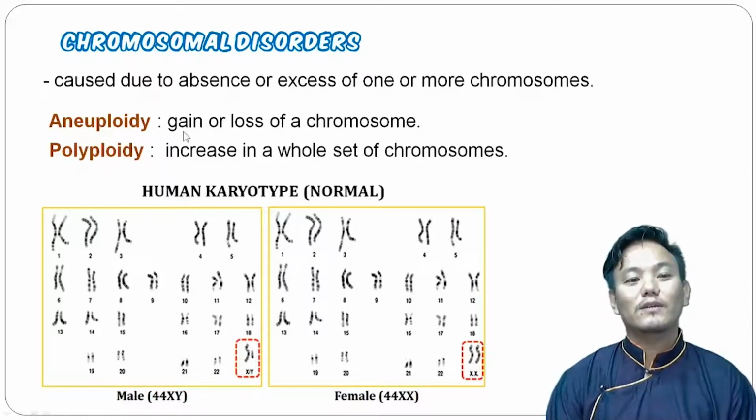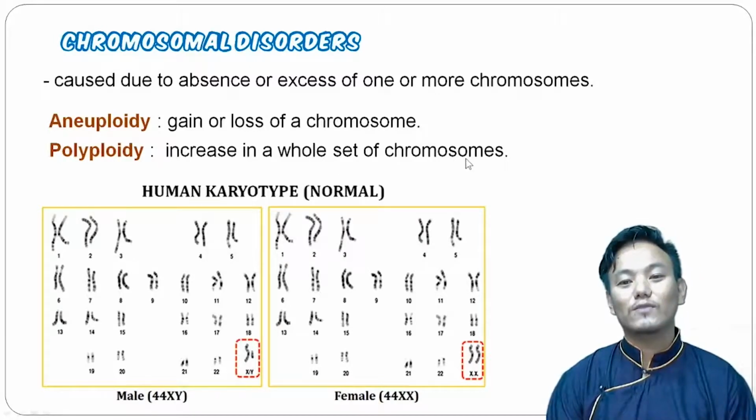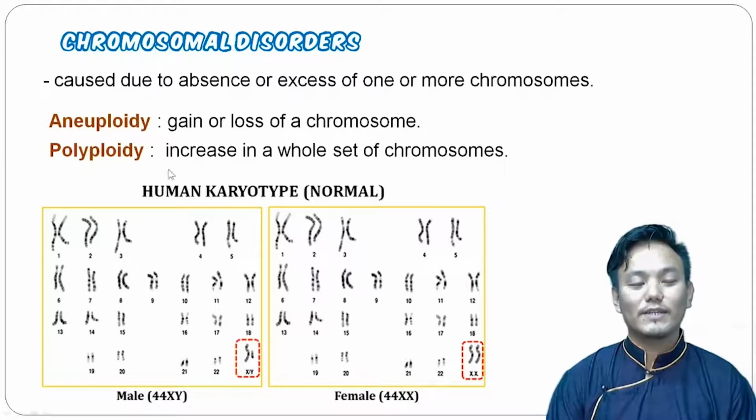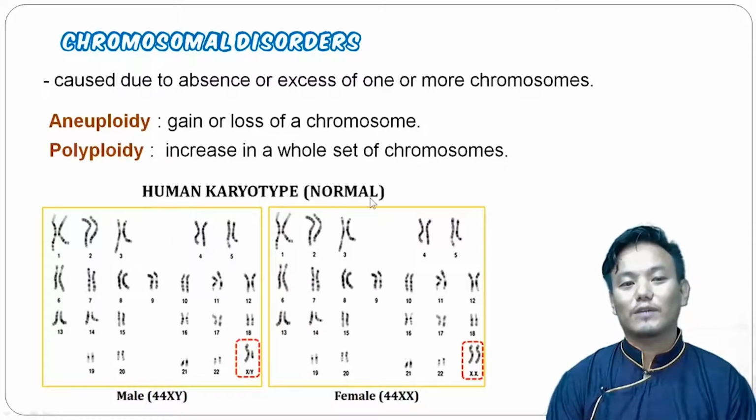Aneuploidy is gain or loss of a chromosome. A gain or a loss of a chromosome is called aneuploidy, whereas increase in a whole set of chromosomes is called polyploidy. So in order to understand this, let's look at the human karyotype.